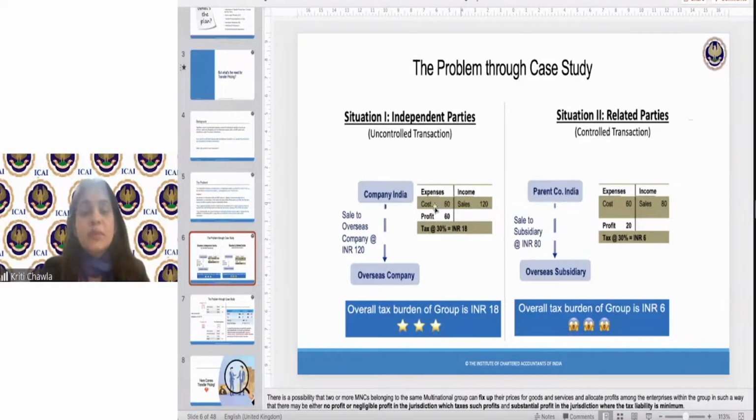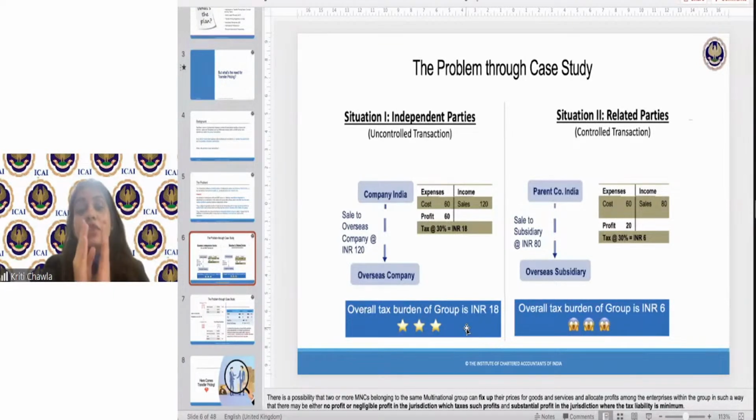The cost of these goods is 60 rupees. The selling price of the Indian entity is 120 rupees, and hence they make a profit of 60 rupees. 60 rupees is the profit being made by the Indian entity. The tax in India is, let's suppose, 30%. So this entity will be paying a tax of 18 rupees. So the overall tax burden of the group is 18 rupees.